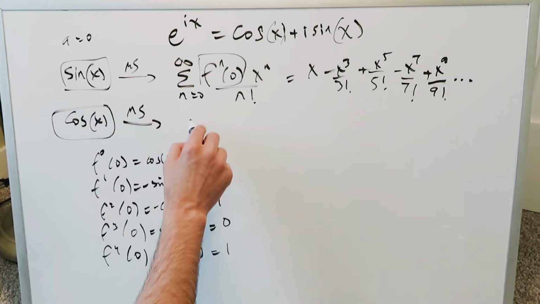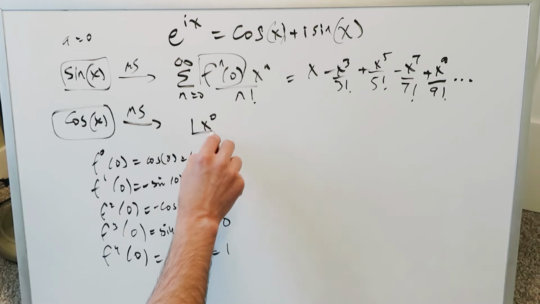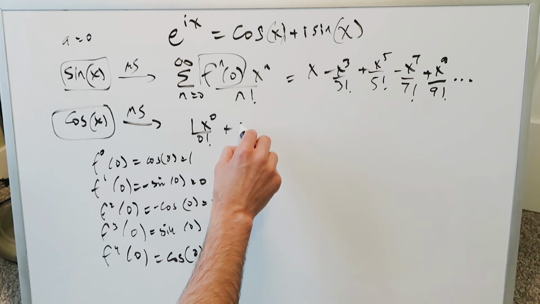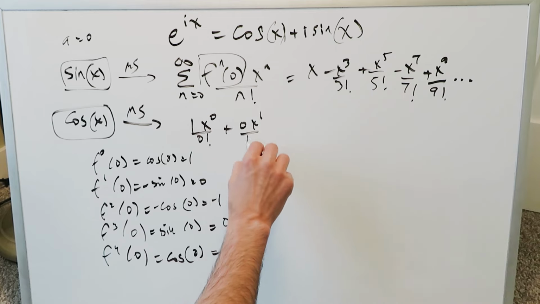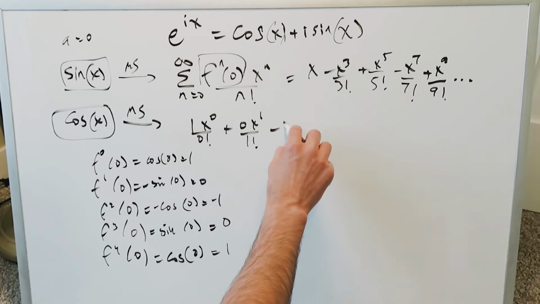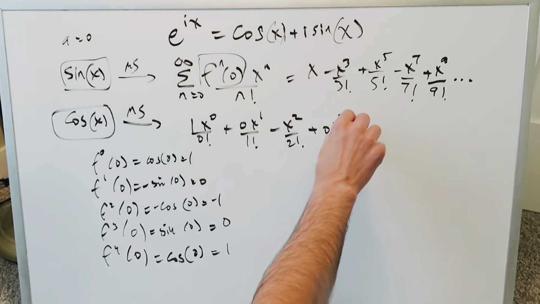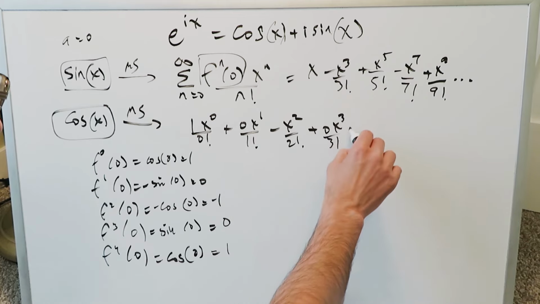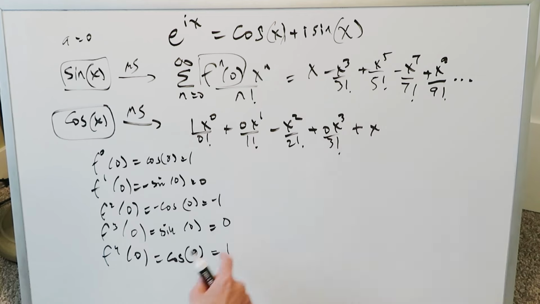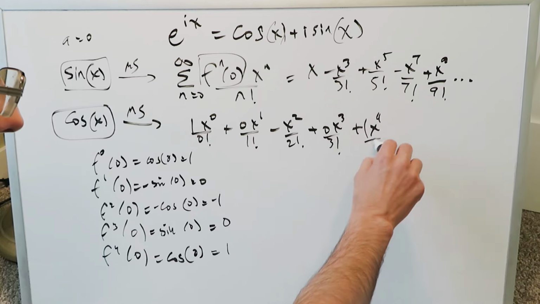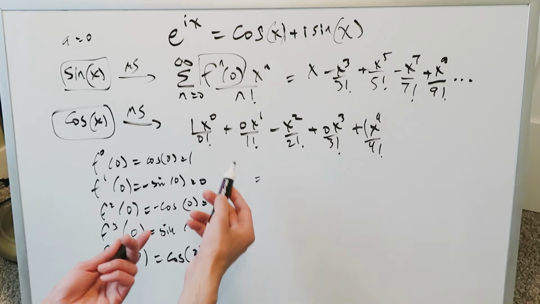It's not hard. You're looking here at your first item, 1, x to the power of 0 over 0 factorial. Then you're looking at a 0, x to the power of 1 over 1 factorial. Then you're looking at a minus x to the power of 2 divided by 2 factorial, then plus a 0, x cubed over 3 factorial, and finally plus, I'll put a 1 over here, 1 x to the power of 4 over 4 factorial. When you clean this out, what do you get?